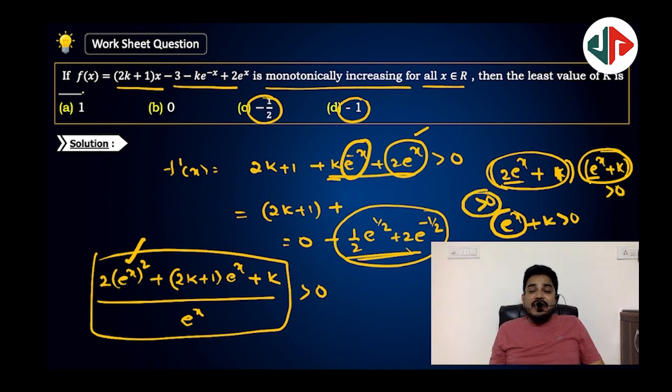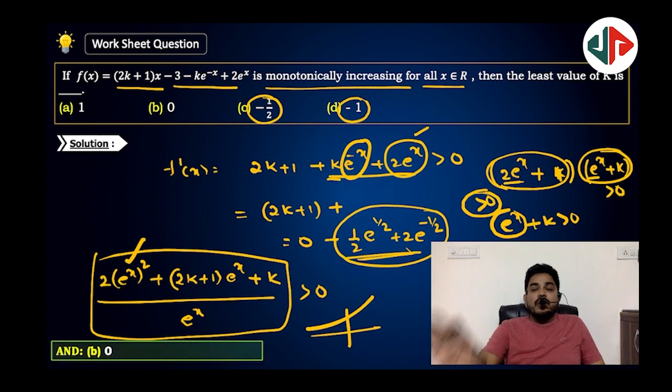And e power x minimum value is, so e power x graph will be like this. So k is equal to 0 is the answer.